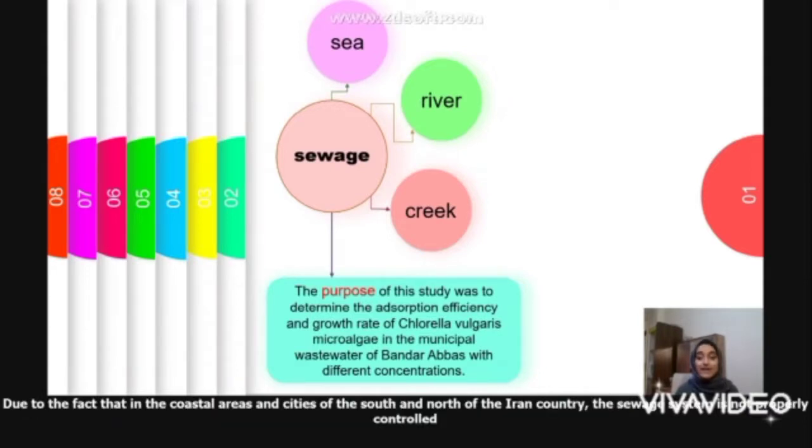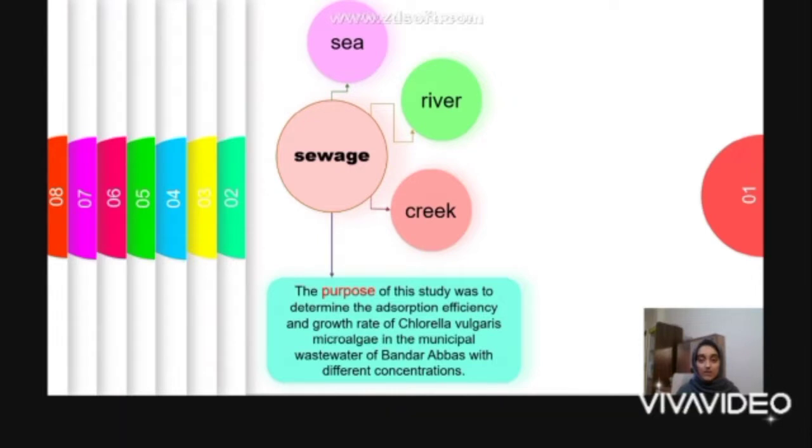Due to the fact that in the coastal areas and cities of the south and north of Iran, the sewage system is not properly controlled, and eventually many of them are dumped into the sea or creeks and the rivers linked to the sea, low or high nutrients in effluent can play a role in inhibiting or increasing the growth of algae, and also affect their efficiency in nutrient uptake.